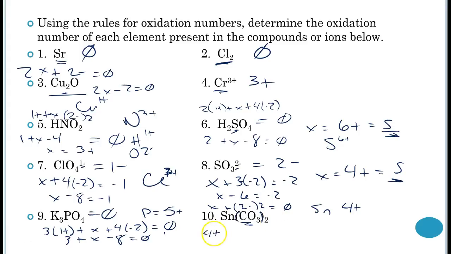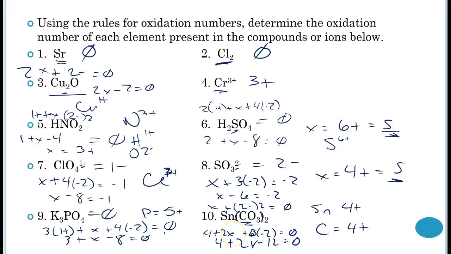So you have positive 4 plus 2x, and 6 times negative 2 equals 0. So you got 4 plus 2x minus 12 equals 0. Add the 12, divide by 2, subtract 4, whatever. You end up with carbon being positive 4.